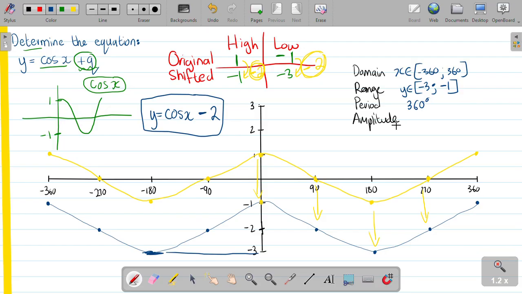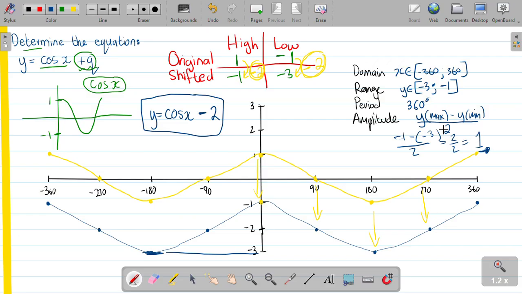And then the amplitude, I'm just going to teach you to use the method that I've taught throughout the playlist, throughout the series of trig graphs. So we're just going to take the maximum value of y, so -1, minus the minimum value for y in the graph, which is -3, and divide that by 2. So -1 plus 3 gives me 2 over 2, and that gives me +1.